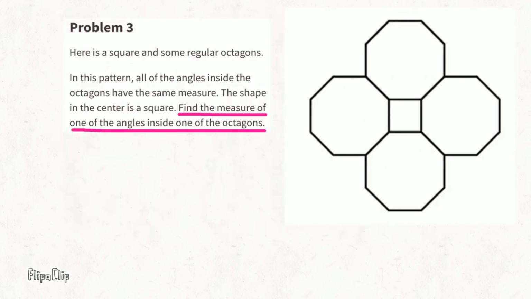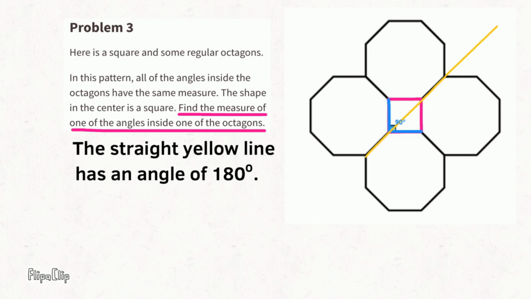Here's the pattern including 4 octagons, and the shape in the center is a square. Squares are made up of 4 right angles. I've highlighted one of the right angles in blue. We know that the measure of a right angle is 90 degrees. And we know that the measure of a straight angle is 180 degrees. This yellow line represents a straight angle of 180 degrees.